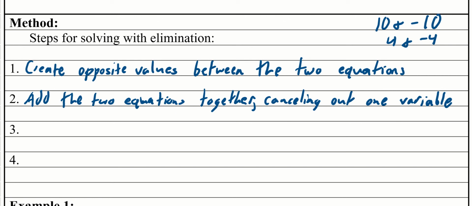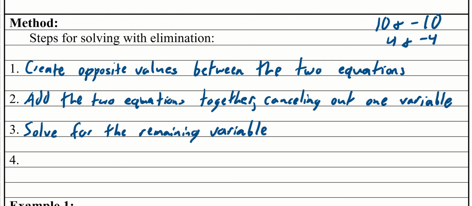Okay. Next thing here, once we have one of those variables canceled out, it's similar to what we did with substitution. We're going to solve for the remaining variable, whatever's sitting left over.